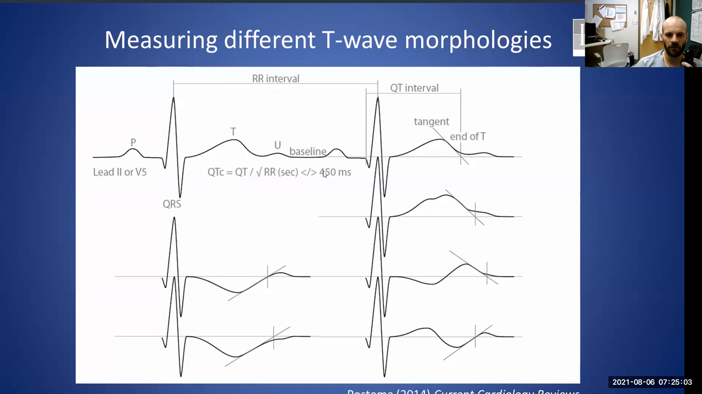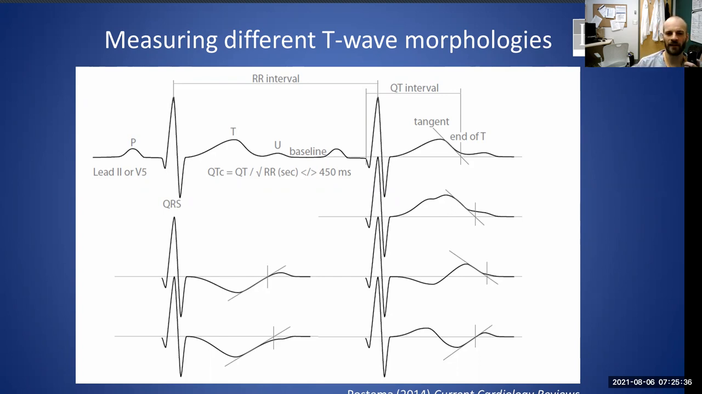As you'll see here, we've got this funny formula that's marked here. We say QTc equals QT divided by the square root of RR. What on earth does that mean? Well, we've got our absolute QT interval, which is the measurement that we're going to get from the start of the QRS complex to the end of the T wave, wherever we're defining that. The only problem with that is that the QT interval tends to change with heart rate. As your heart rate gets faster, your QT naturally gets shorter.